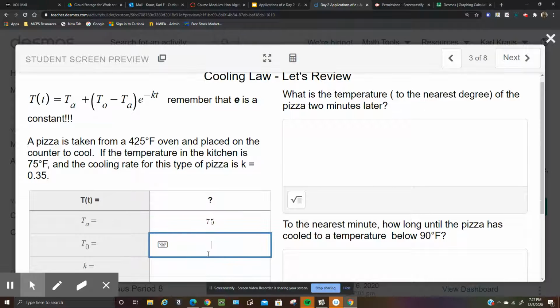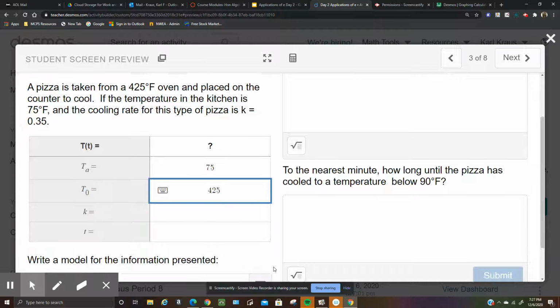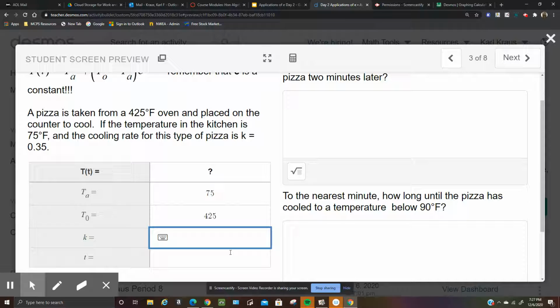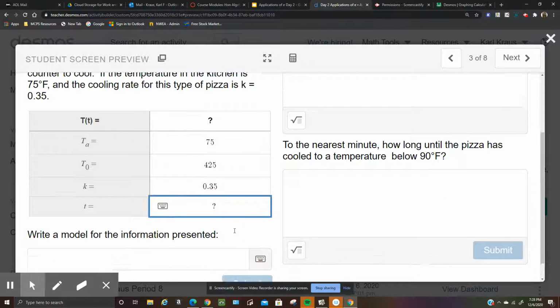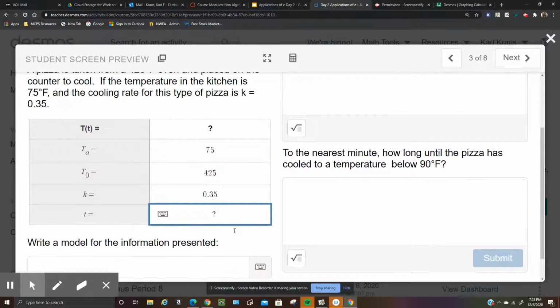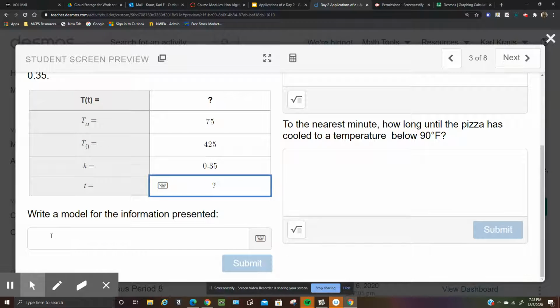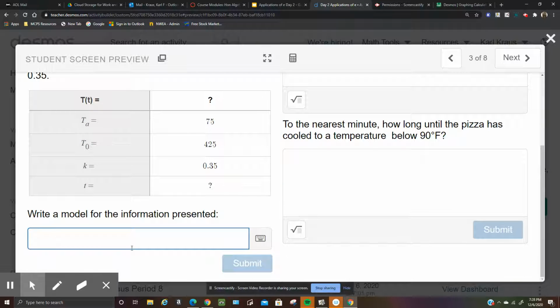T of O is 425. I think we did this one in class. It's okay, we can do it again. The K value is 0.35. And then lowercase t, we don't know. So write the model with the information we have from the problem.